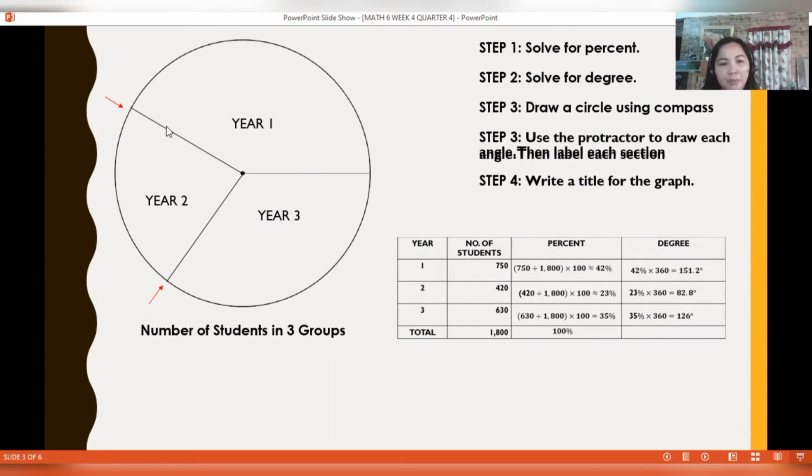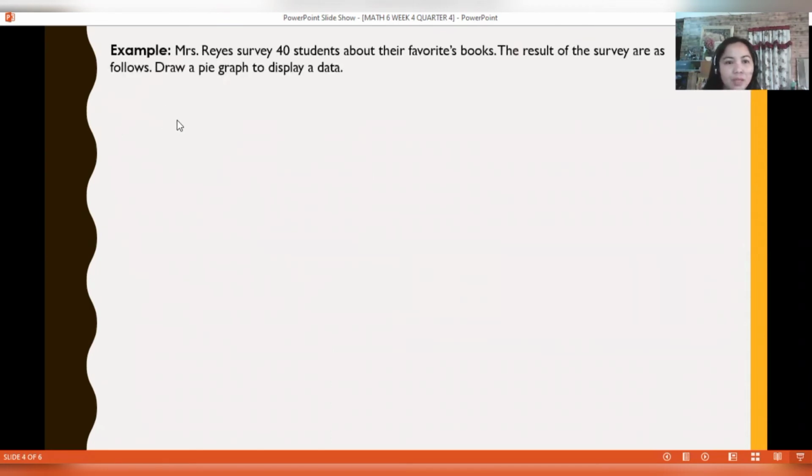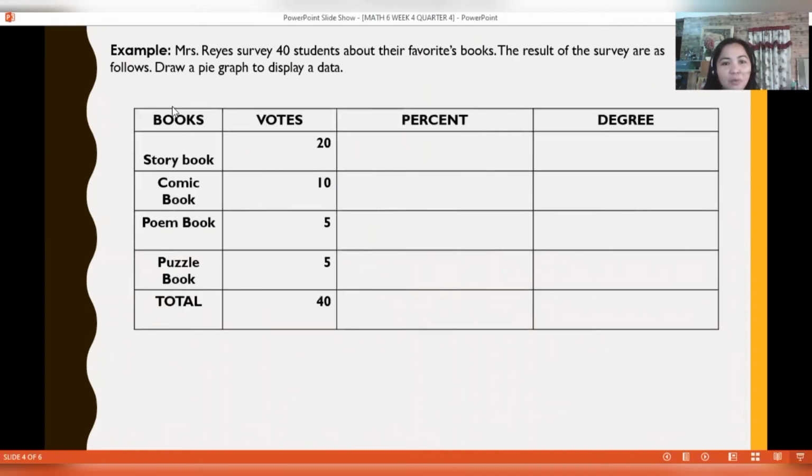Let's have another problem. Mrs. Reyes surveyed 40 students about their favorite books. The results of the survey are as follows. Draw a pie graph to display the data. So, nag-survey siya sa 40 estudyante kung anong paborito nilang libro. Ito yung lumabas. Storybook, may 20 students na bumoto. Comic books, 10 students yung paborito ang comic books. Poem books, 5 students. At puzzle book is 5 students.